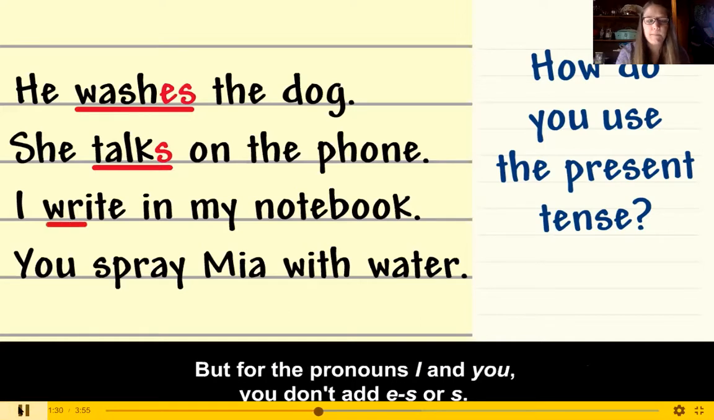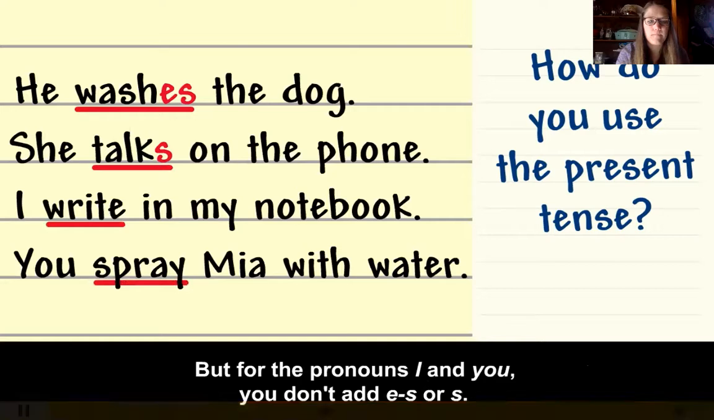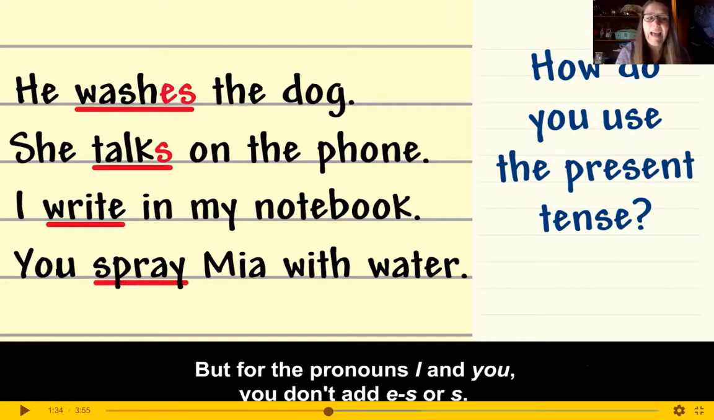But for the pronouns I and you, don't add es or s. So what that means is when you're talking about something you're doing, you just use the verb, write. I write. I run. I wouldn't say I runs to the store. I run. Same thing when you talk about you. You spray. You run. You write. You wouldn't say you writes Mia or you writes in my notebook. You would say you write, no s. He and she get es or s. I and you, they just get the verb.